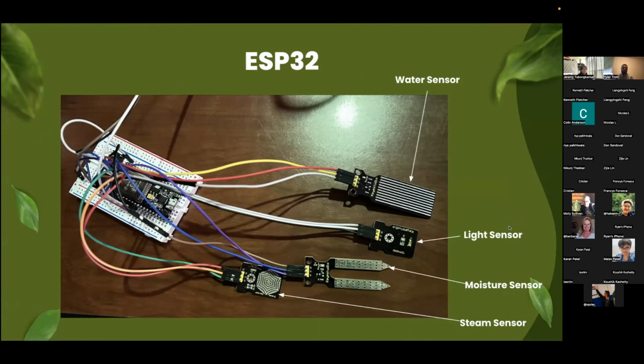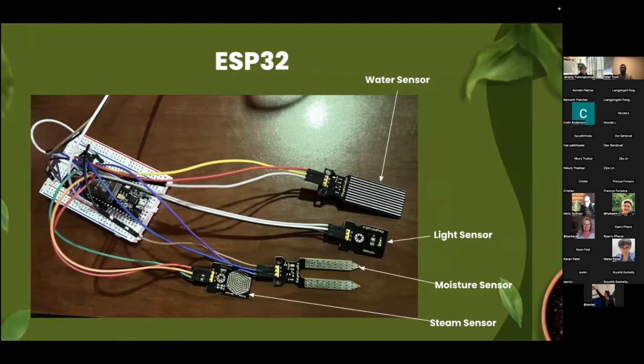The second is the light sensor, which checks the light, the sun rays the plant is getting. The third is the moisture sensor to check the moisture in the soil. And the fourth is the steam sensor, which is used to check the humidity in the air. So that's my ESP32 and the sensors I have used.